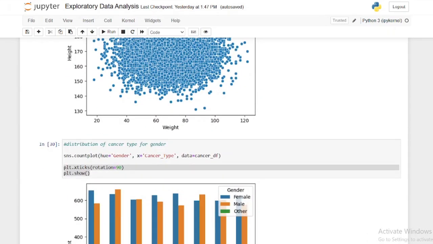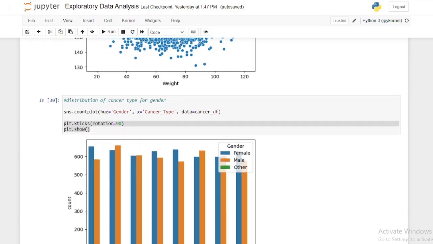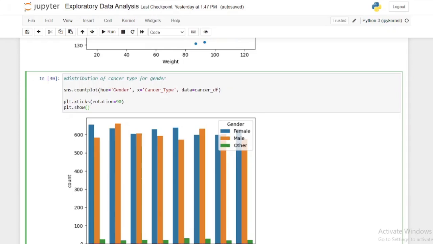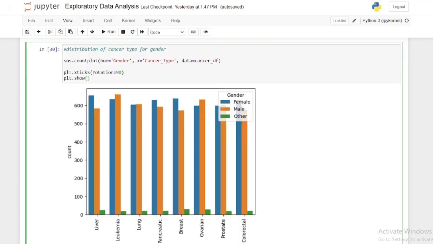The next thing I did was to look at the distribution of cancer type for each gender. Remember, we have three genders: female, male, and others. Now we're looking at the various cancer types. There are some cancers that are specific to particular genders, right? So we would imagine that for some genders there would be more occurrences of that particular cancer. So let's see if that is actually true with this data frame.